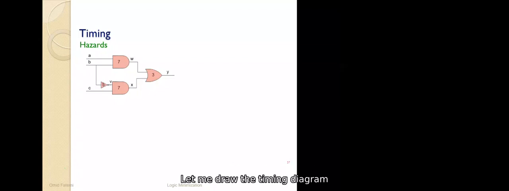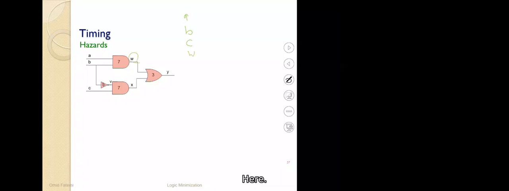Let's assume that our NOT gate has a 5 nanosecond delay. Our AND gates have 7 nanosecond delay, and our OR gate has 3 nanosecond delay. So let's see what happens. Before having a delay, let me draw the timing diagram, and then using the delay, draw the timing diagram. Okay, so let's say we have A, B, C, and also we have W here, we have X, and we have Y. So let's draw the timing diagram for this.